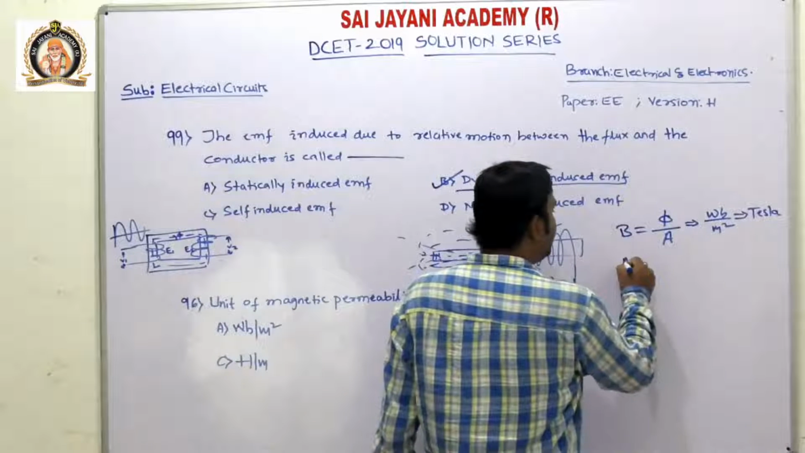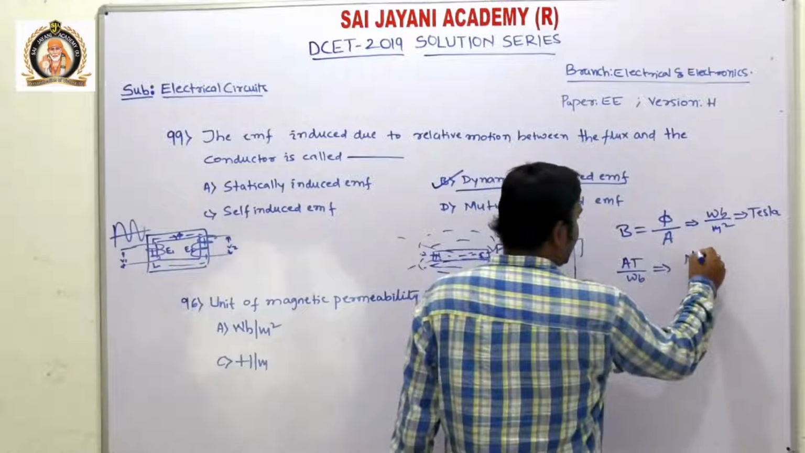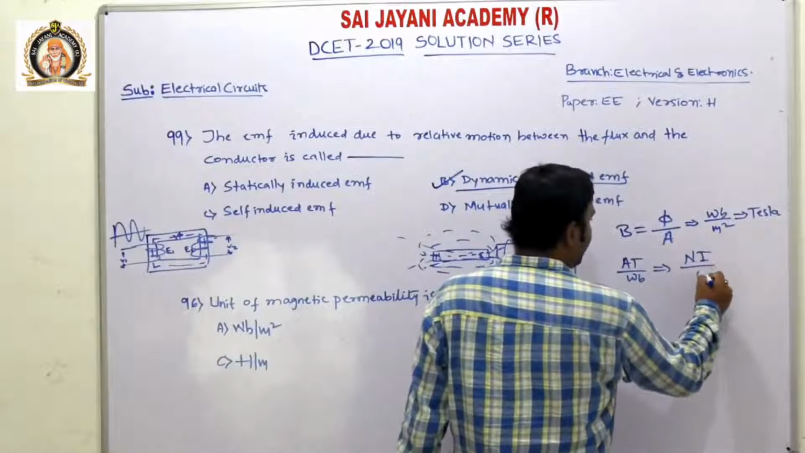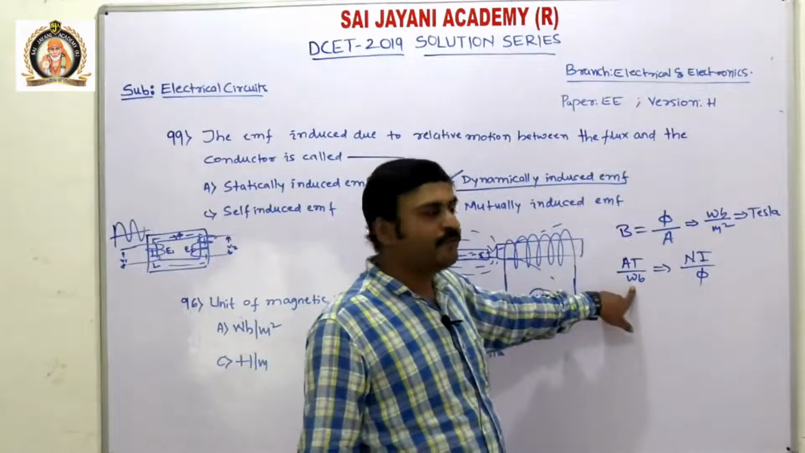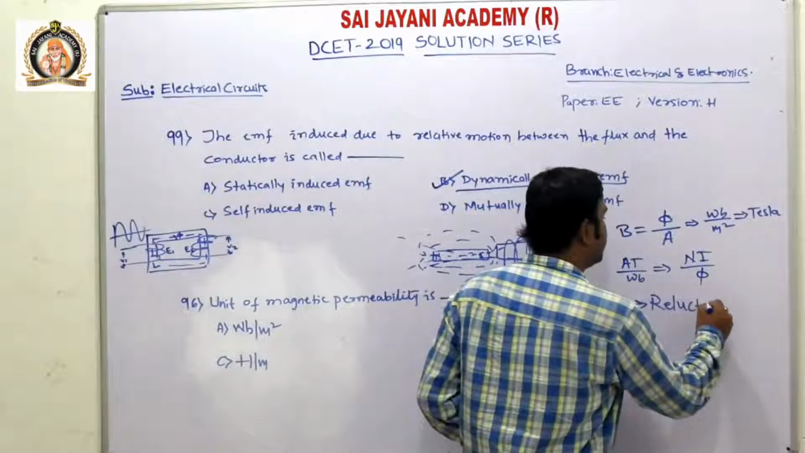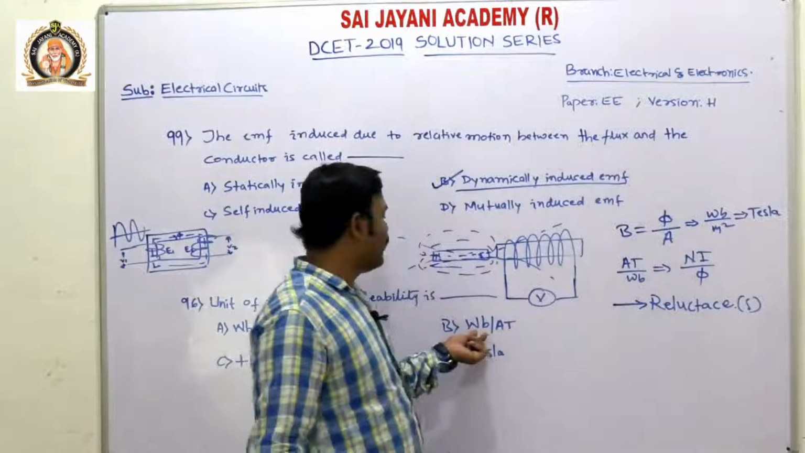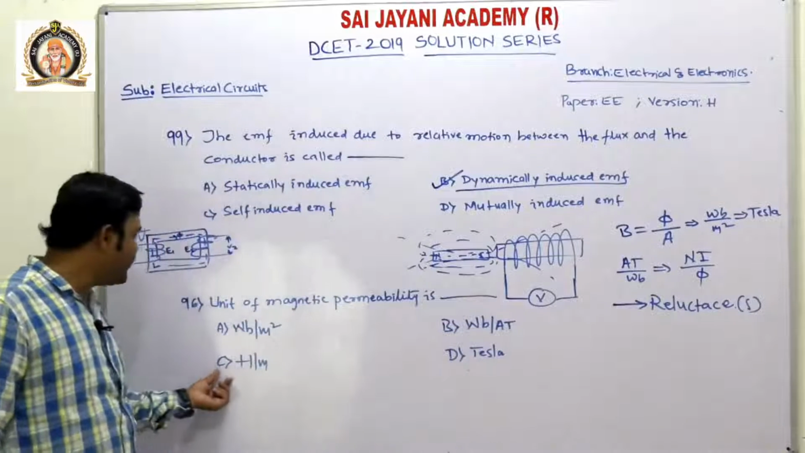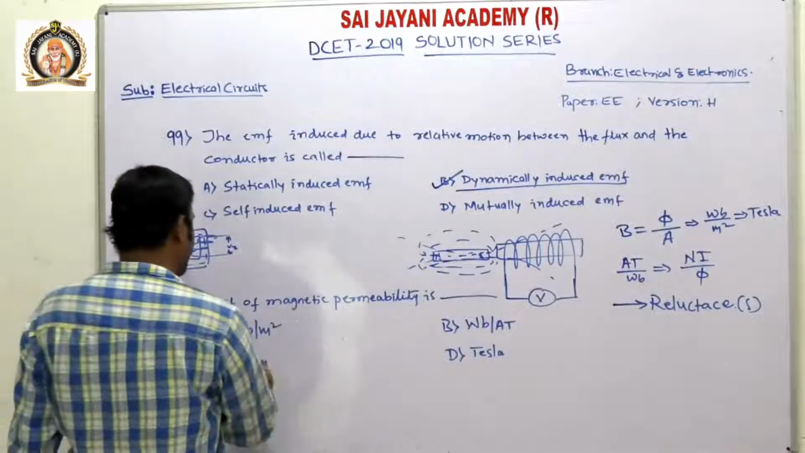We have ampere turn per Weber, right? Ampere turn per Weber, Ni by phi, is the unit of reluctance. So reluctance's unit is ampere turn per Weber, but Weber per ampere turn is not a unit. But option C, Henry per meter, is the unit of magnetic permeability.